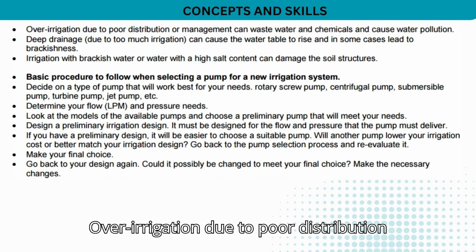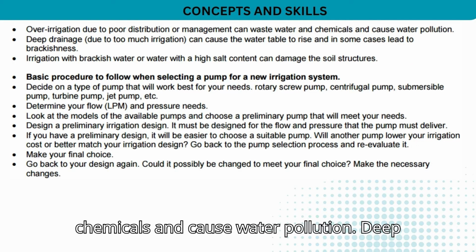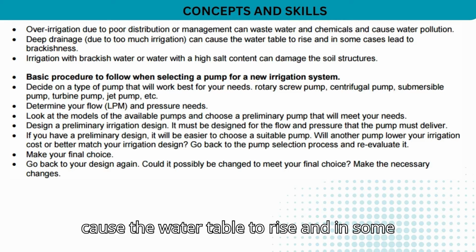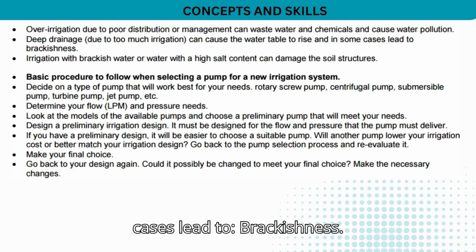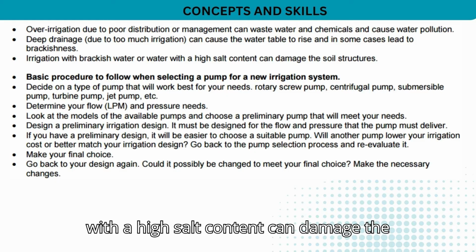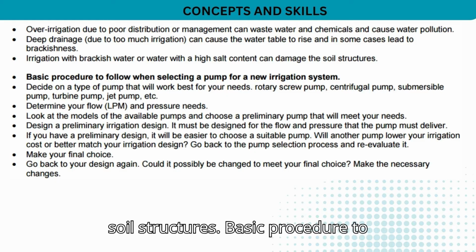Over-irrigation due to poor distribution or management can waste water and chemicals and cause water pollution. Deep drainage, due to too much irrigation, can cause the water table to rise and in some cases lead to brackishness. Irrigation with brackish water or water with a high salt content can damage the soil structures.